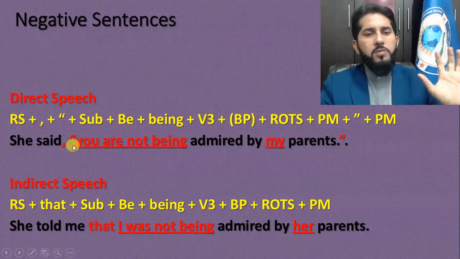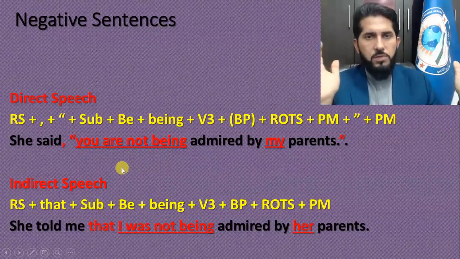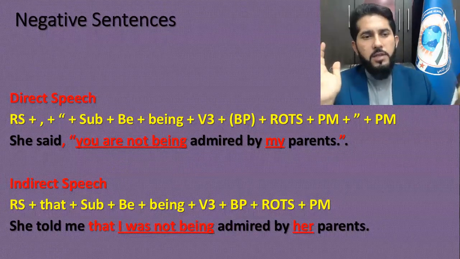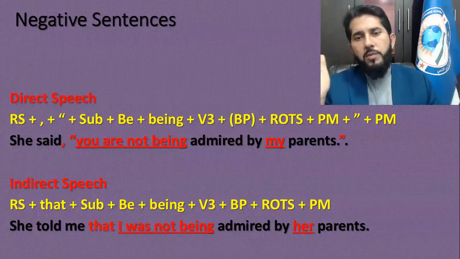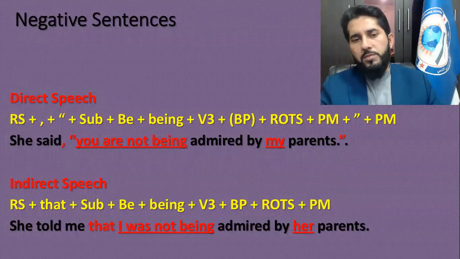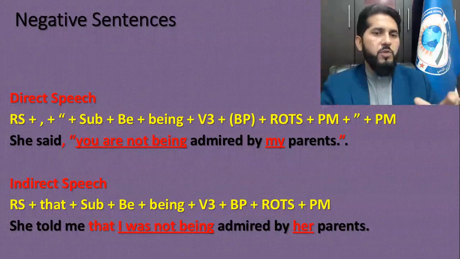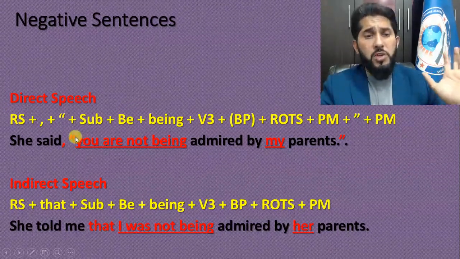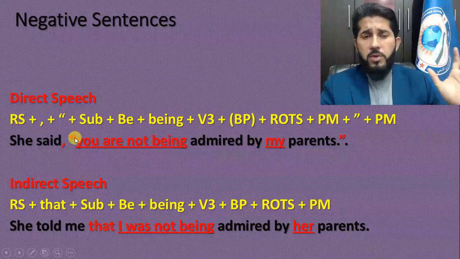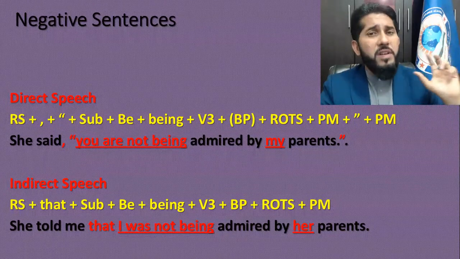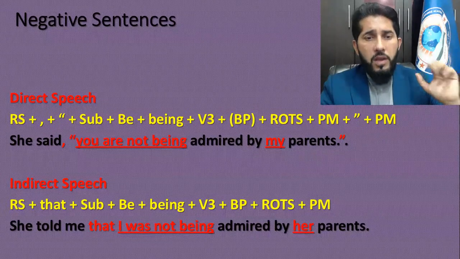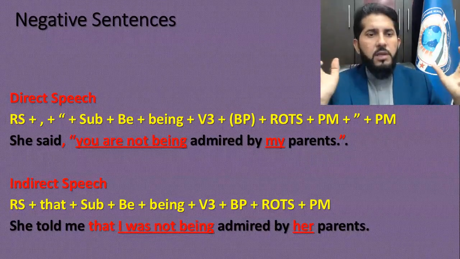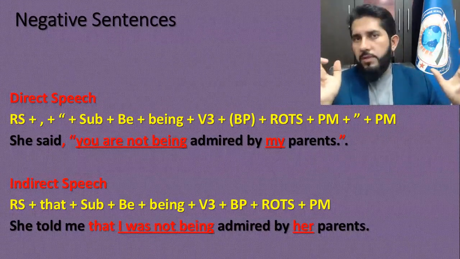You have a comma between the two parts of your direct speech. He said, this is the reporting speech. You are not being admired by my parents, that is the reported speech. You need a comma in direct speech between these two parts. And you need punctuation marks, quotation marks or inverted commas. You need to bring the direct speech inside quotation marks or inverted commas.